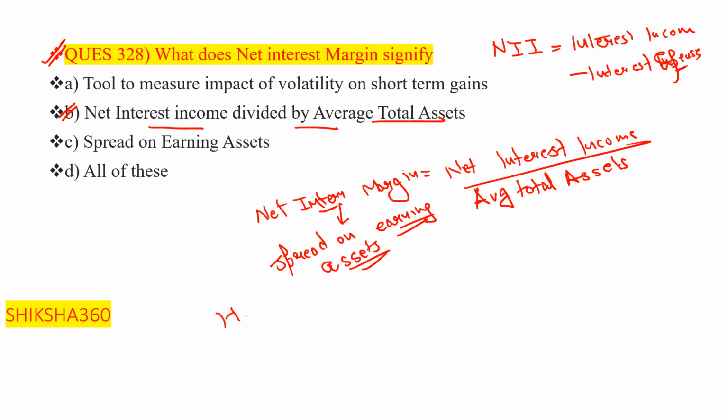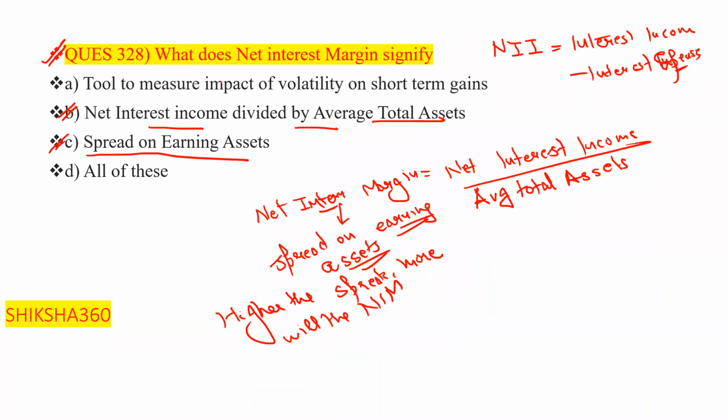Higher the spread, more will be the NIM, that is net interest margin. So this one is also true. And basically it is a tool to measure the impact on volatility of short-term gains. So the correct answer is option number D, that is all of these. Now move to the next question.